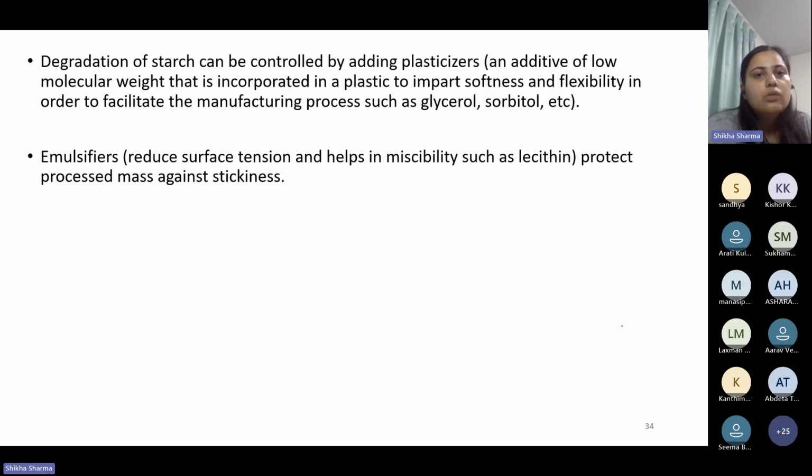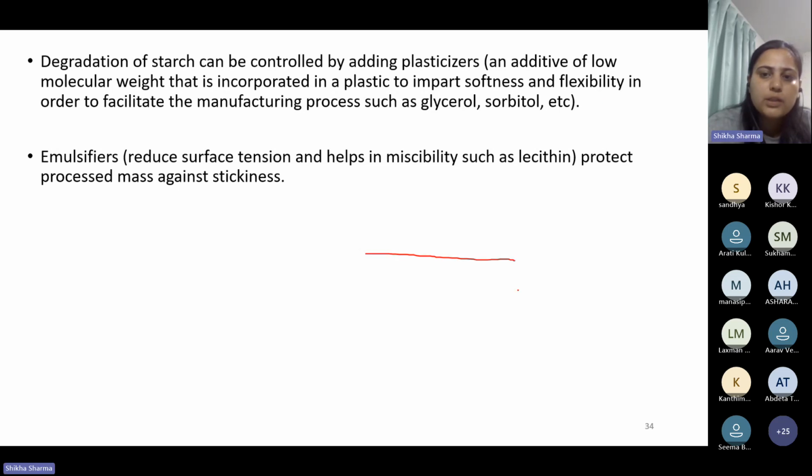Second is degradation of the starch. It can be controlled by adding plasticizers. Plasticizers are additives we use in, maybe, polymer processing. We add plasticizers like glycerol, sorbitol. They are low molecular weight compounds and they can be incorporated to increase the flexibility or the softness. That is basically what a plasticizer does.